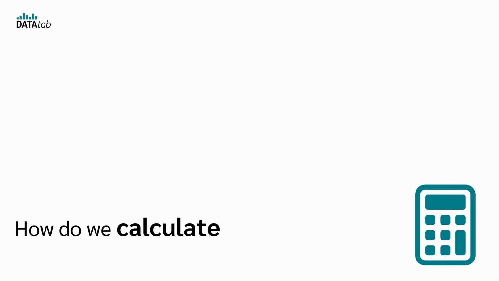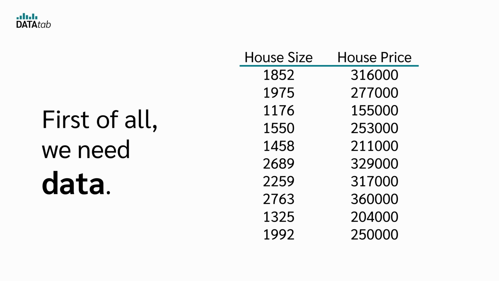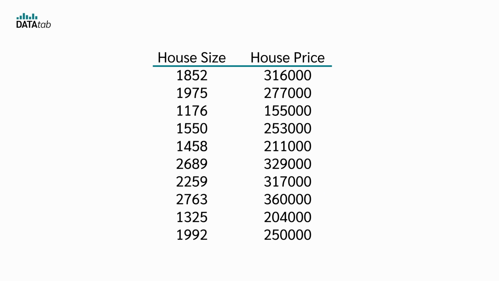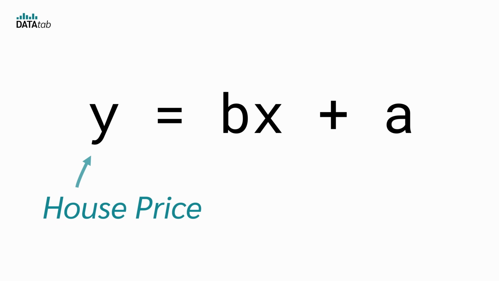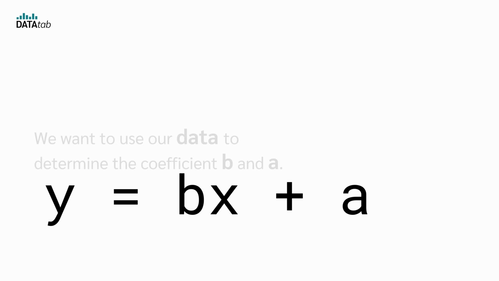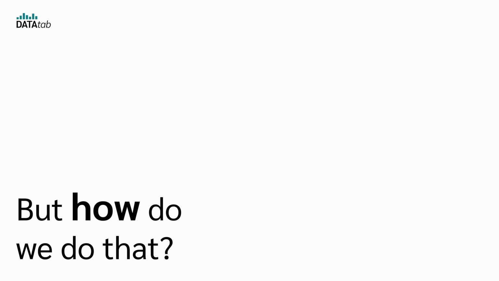Okay, but how do we calculate a simple linear regression? First of all, we need data. So we collect information from 10 houses, including their size in square feet and the price they were sold for. Now we can use this data to calculate our regression model. Here, y is the dependent variable house price and x is the independent variable house size. And we want to use our data to determine the coefficient b and a. But how do we do that?